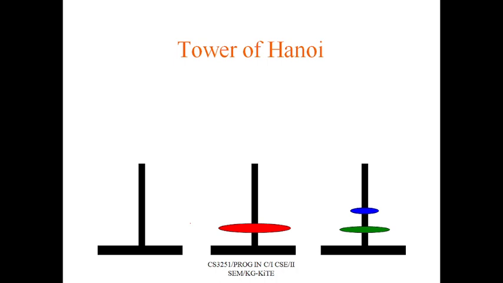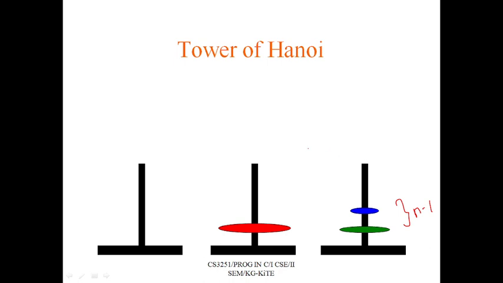Now what we need to understand is, when there are n number of disks on the source, we need to move the n minus 1 number of disks to the auxiliary peg. After moving the n minus 1 disks to the auxiliary peg, we are free to move the nth disk to the destination. So the problem can be repeated with a new source and a new value of n.